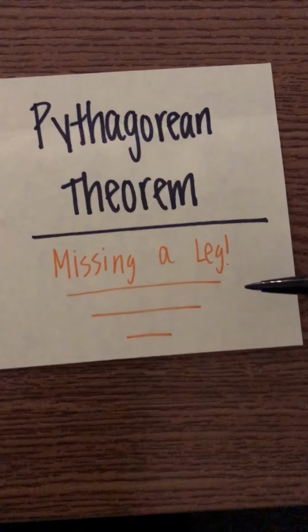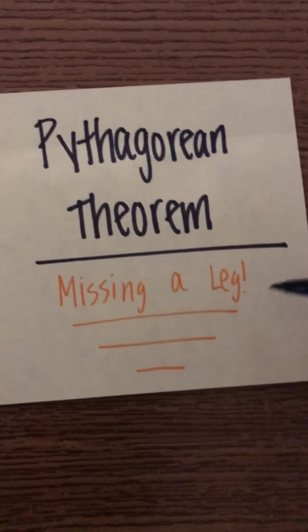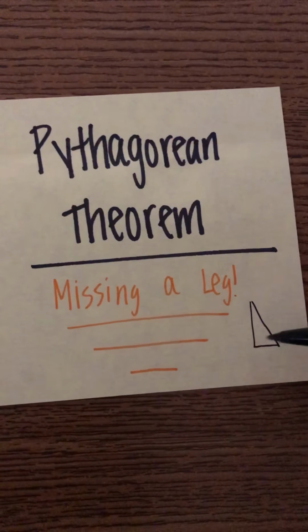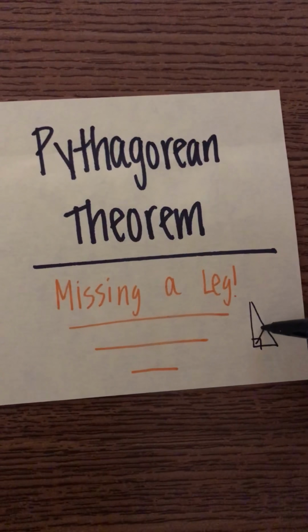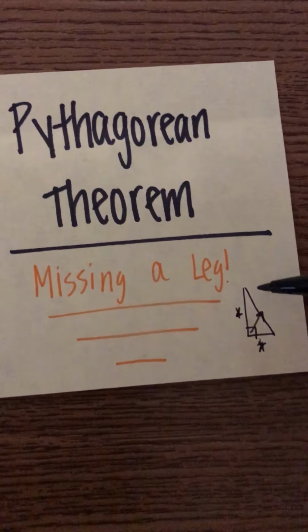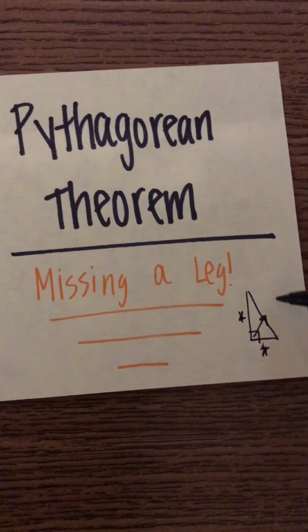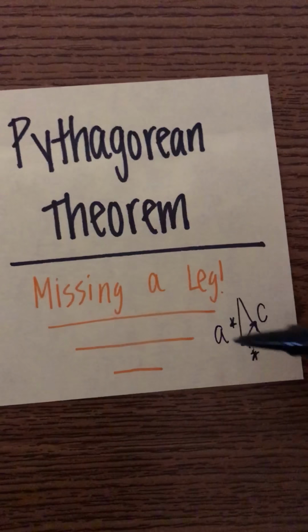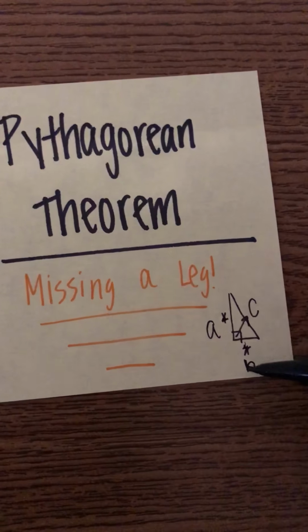Today we're going to review using the Pythagorean Theorem, and specifically we're going to talk about when we are missing a leg. Remember, a leg is not this one. So this is considered a leg and this is considered a leg. This side is called the hypotenuse, and that's always C. So we're talking about when we're missing A or B.